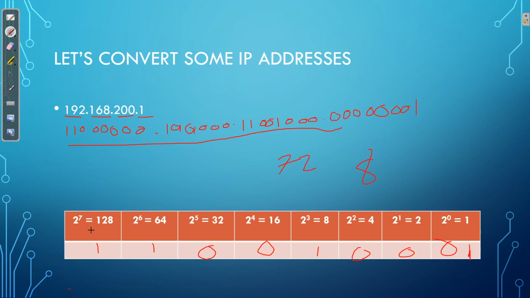Draw out this table. The table will always be the same, and literally just go through every single octet of the IP address and convert it to its binary format. That's how you're going to become really good at converting IP addresses into binary.